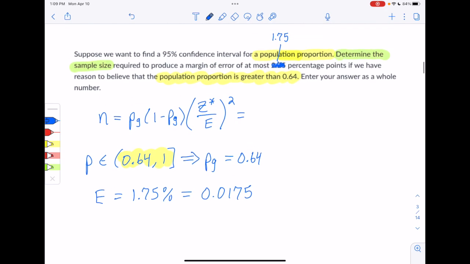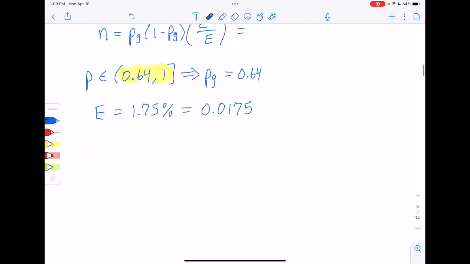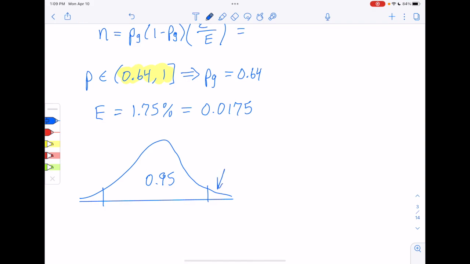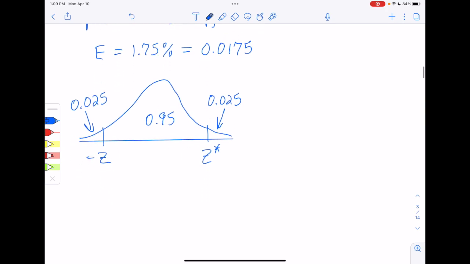So to get z star, we need to use our confidence interval of 95% and figure out what z star goes with that. So I'll draw a quick bell-shaped curve. We want 95% in the middle, but we have to put that in decimal form, so 0.95. That leaves 0.05 left over, but we have to divide that among the two tails. So dividing the 0.05 in half, we get 0.025 left over for both sides. And then this boundary right here would be our z star, but this negative z over here on the left is a little easier to find, so we'll do that first.